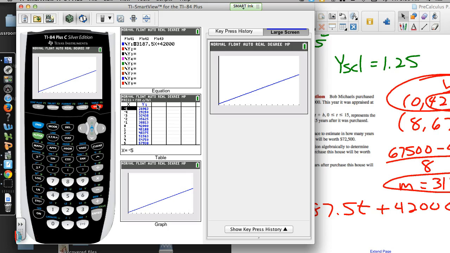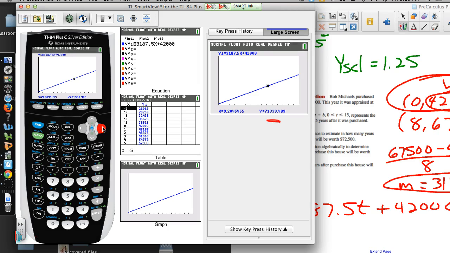All right, so now we see the line, and we hit trace, and we wanted to see when this was going to reach 72,500. And so I'm looking at the Y and waiting for it to get closer and closer to that 72,500. And it is really hard to read under the screen, but you can see it over here, so maybe look over there instead. All right, it just went over it. So we might say around 9.5 years.